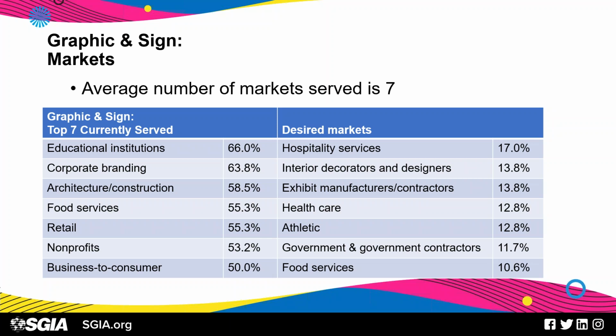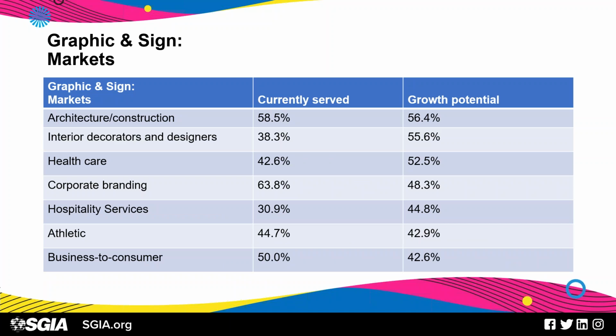What is the perception of market growth? The markets with the highest growth potential are listed. The growth potential is listed in the right column. So those markets are architecture, construction, interior decorators and designers, healthcare, corporate branding, hospitality services, athletic, and business to consumer.